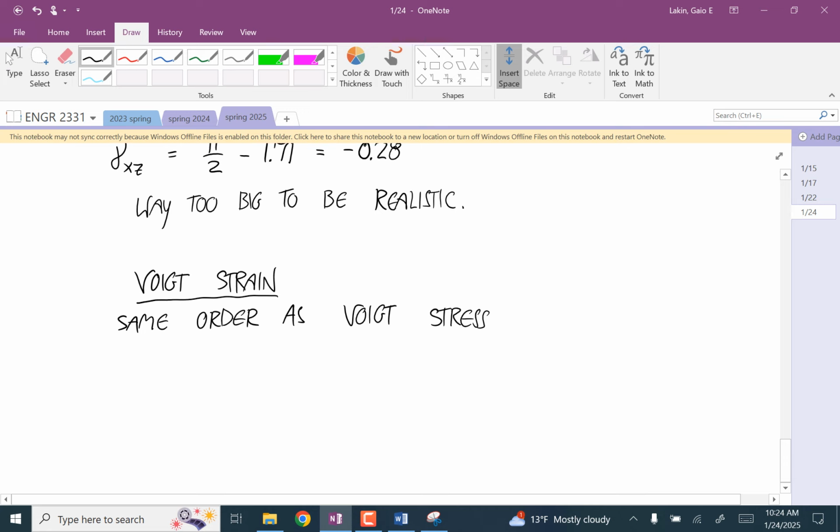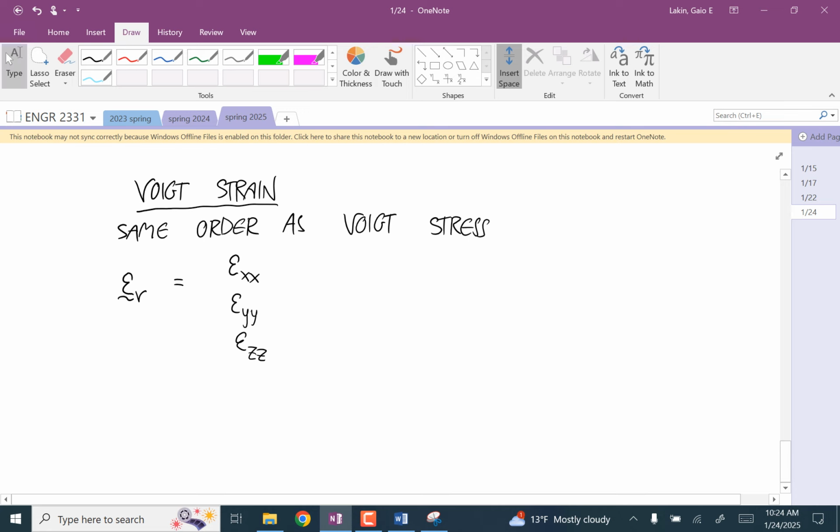So this is the normal strains in order. So we have EXX, EYY, EZZ, and then we have the shear strains in the most nonsensical order you can imagine. Gamma YZ, gamma XZ, gamma XY.